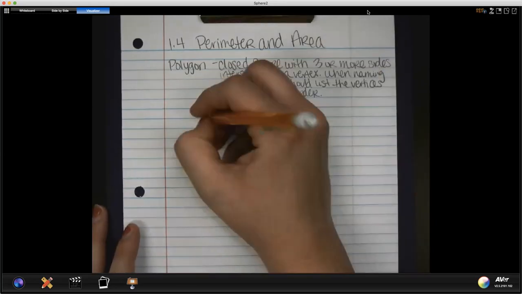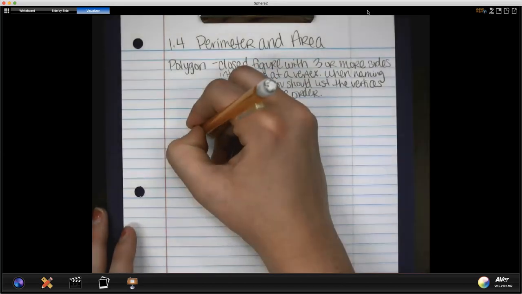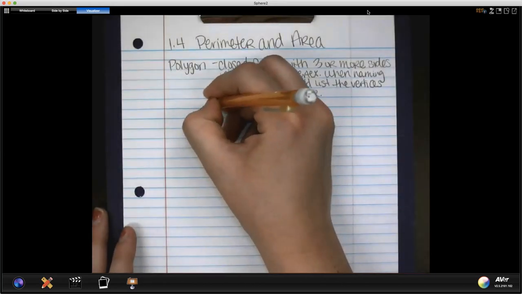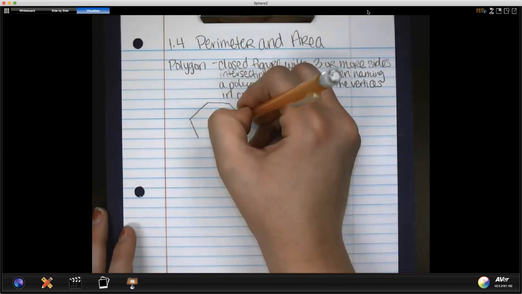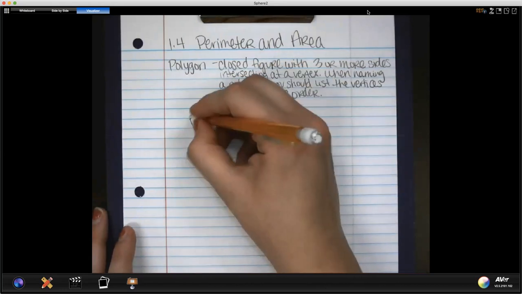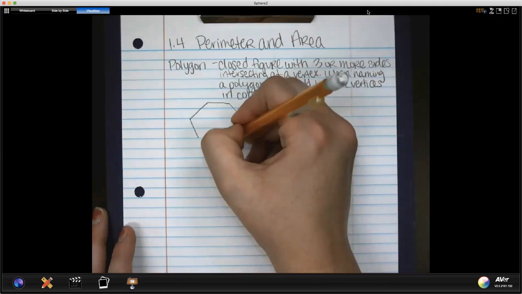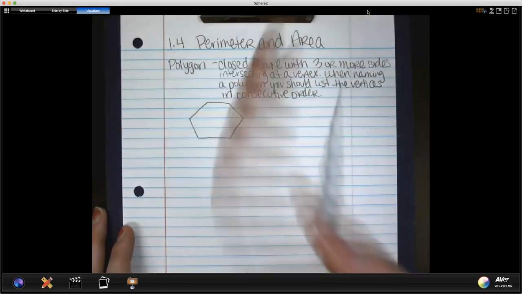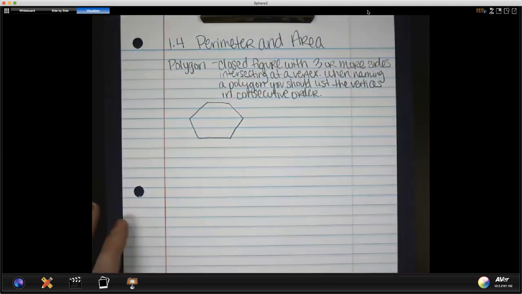So I'm just going to draw a random polygon. We can talk about it. Doesn't have to be perfect.